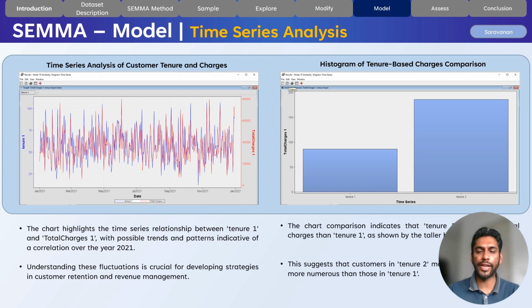On the right-hand side, the histogram compares tenure-based charges and reveals that tenure 2 has consistently higher total charges than tenure 1. This insight is pivotal for churn prediction as it may indicate a segment of customers that, despite higher payment, could exhibit loyalty or a propensity to churn due to a financial burden. Identifying such nuances allows for more targeted retention initiatives and personalized communication with higher risk customers.